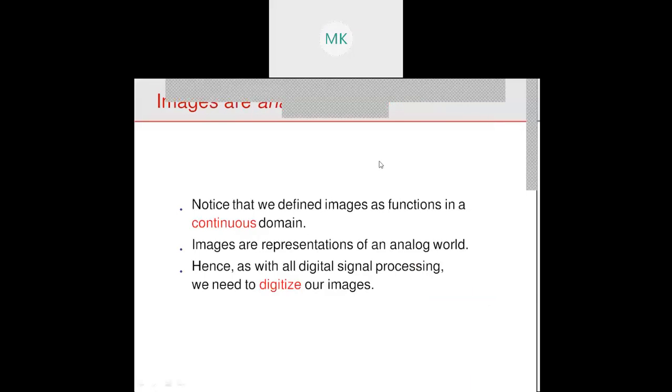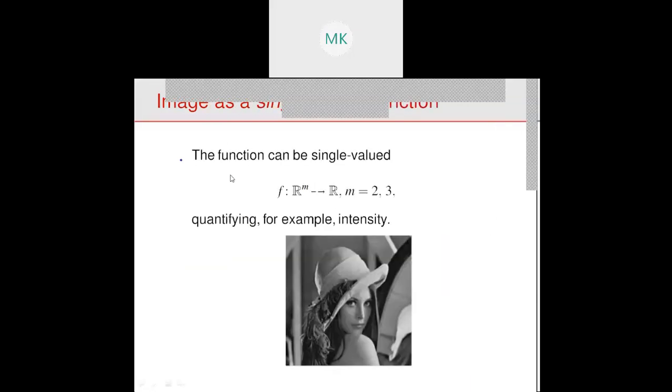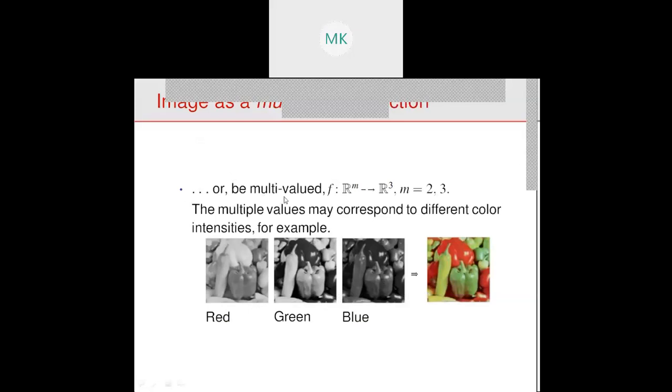Image as a multi-valued function. In the case of a multi-valued function, f is a mapping from R^m to R^3. R^3 represents the different color intensities. These colors are nothing but red, green and blue. So the multiple values may correspond to different color intensities, for example, red, green and blue.